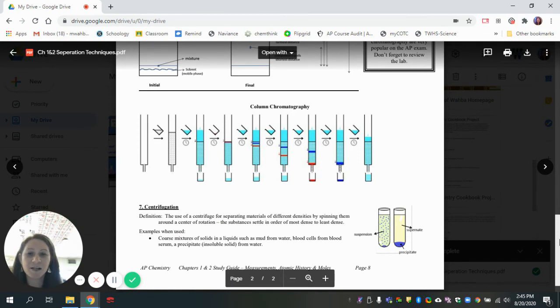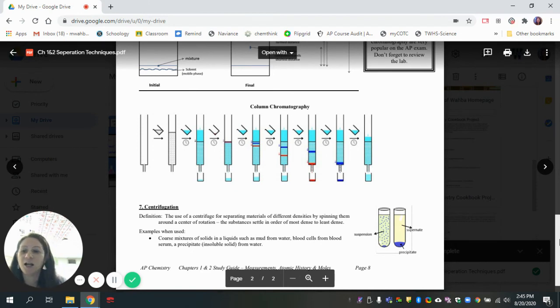Now, again, this is not something that I've ever done until grad school. So I don't anticipate you seeing this on the AP exam. However, in the CED, which is like your curriculum, it mentions column chromatography by name, but I've never seen a question about it. So I'm just going to talk about it briefly, just in case it shows up.